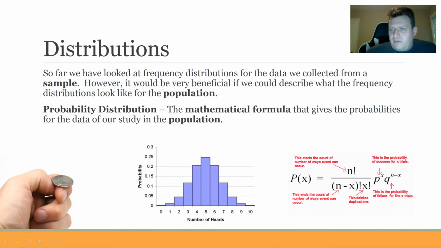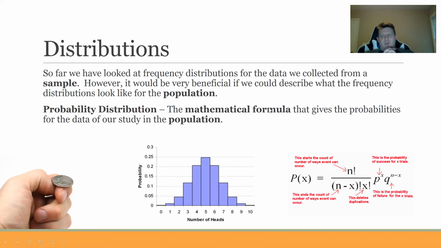Now, this is a simpler experiment than what we're actually going to be looking at most of the time in psychology. This is with a discrete variable. All right, you could get 0 heads, 1 head, 2 heads, 3 heads, all the way to 10 heads. You can't get 3.5 heads.